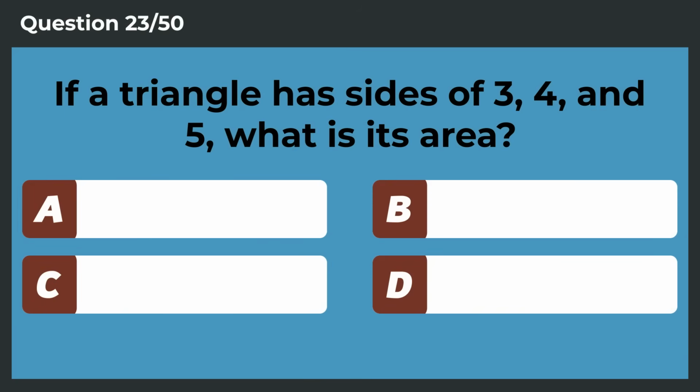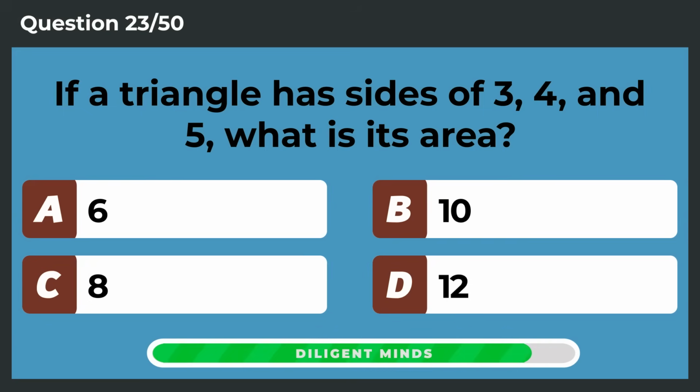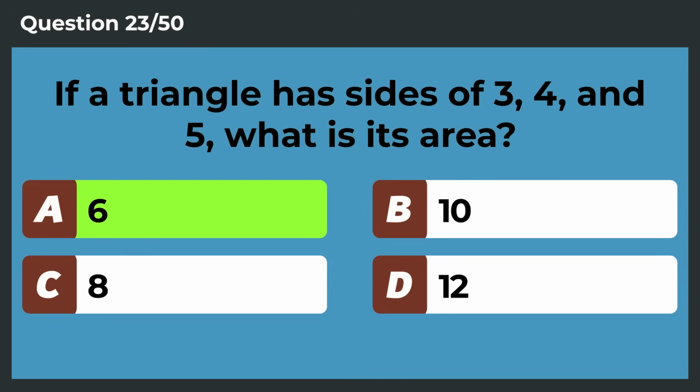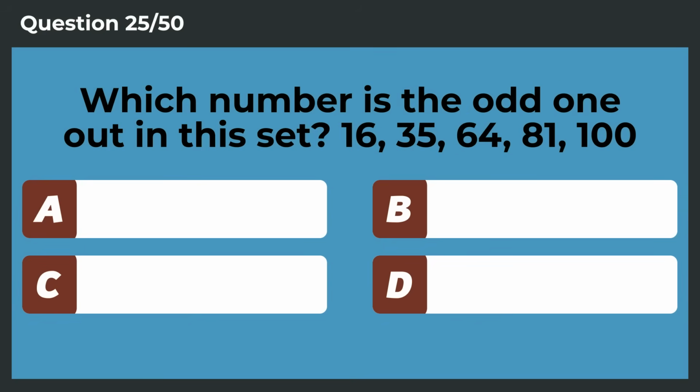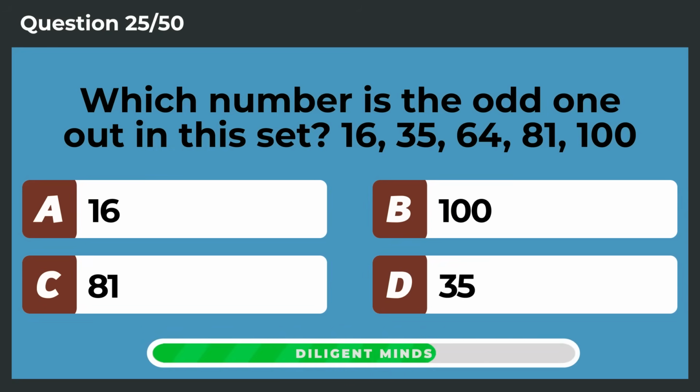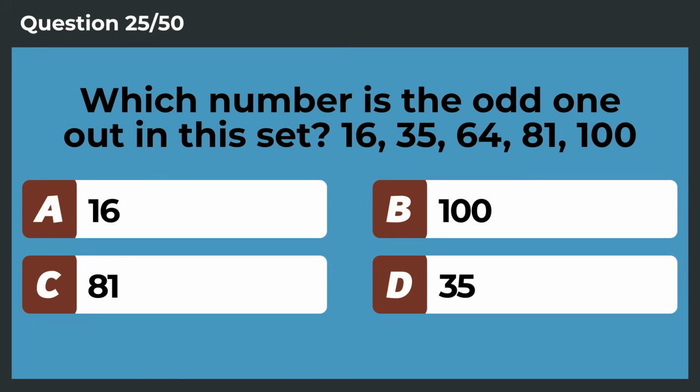If a triangle has sides of 3, 4, and 5, what is its area? 6. Which number is the odd one out in this set? 16, 35, 64, 81, 100? 35.